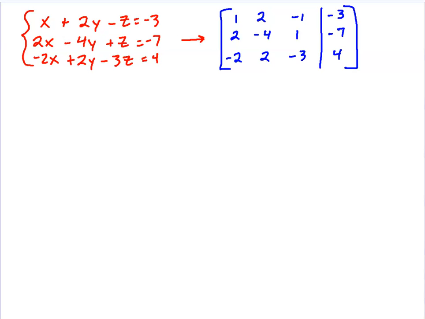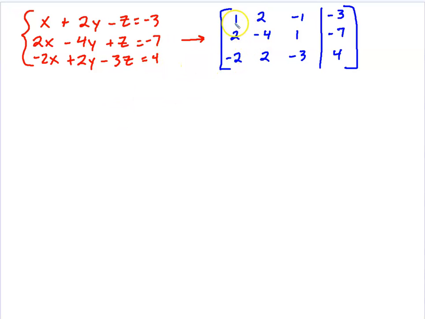Here are a couple of examples of how to solve a system of three equations, three variables, using a process called row echelon form. So I went ahead and took the given system, which you see here in red, and I transformed it into an augmented matrix, which we have here in blue. And so let's get started.